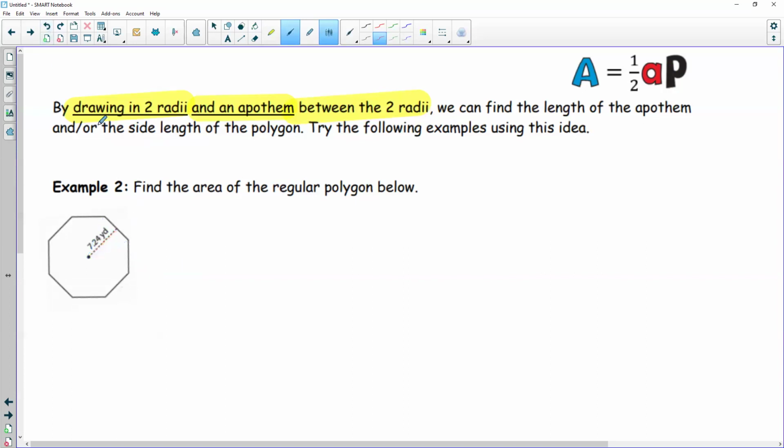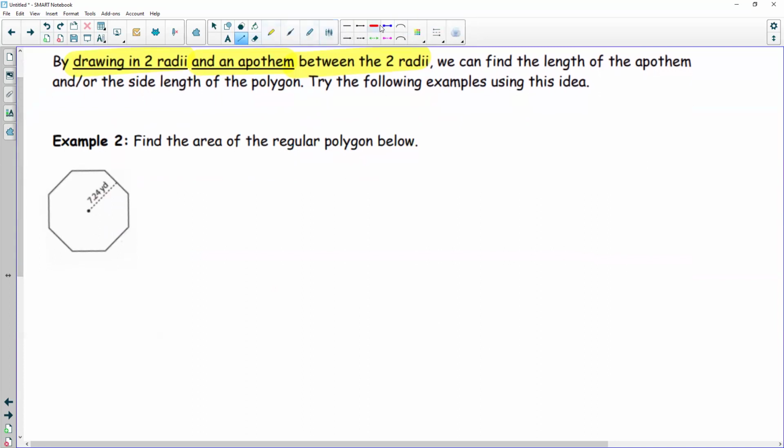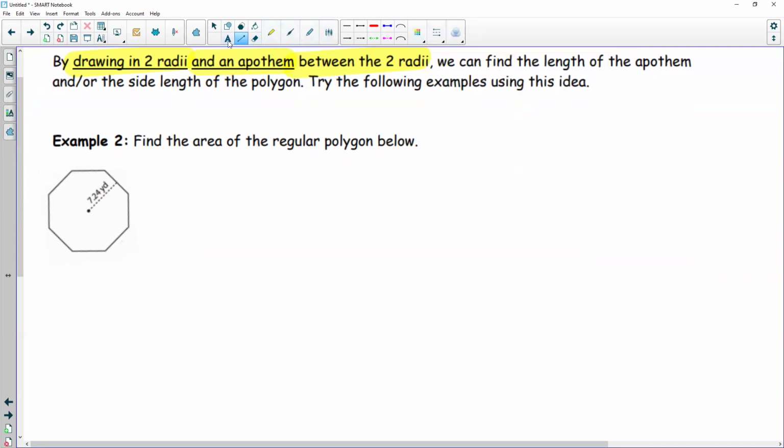I'm going to just back that up so that doesn't cover anything up here. And we're going to try the following examples using what they're telling us to do here, highlighted in yellow. So it says find the area of the regular polygon. So if we are going to do what they asked, then let's go ahead and start off here. If we want to find the area of the regular polygon, let's just see what it is that we have to do here.